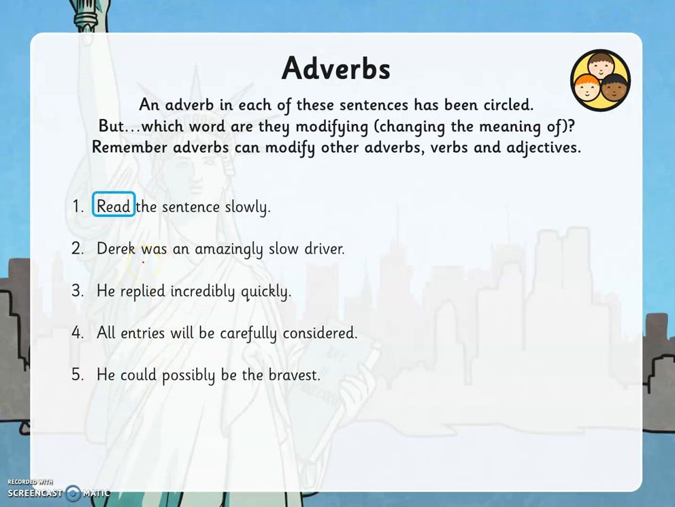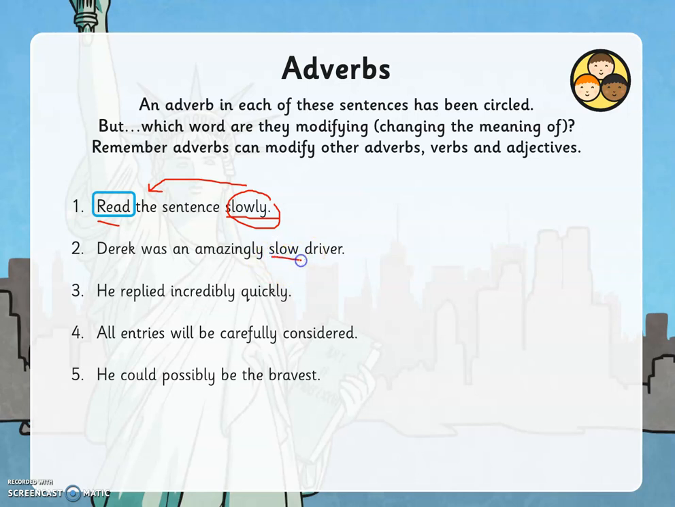Right. Read the sentence slowly. So I'm being told to read, but I've been told to do it slowly, aren't I? So this is my adverb, and that's the word that has changed. I'm not reading it quickly, I'm being told how I'm reading. Derek was an amazingly slow driver. So, which word has changed meaning there?